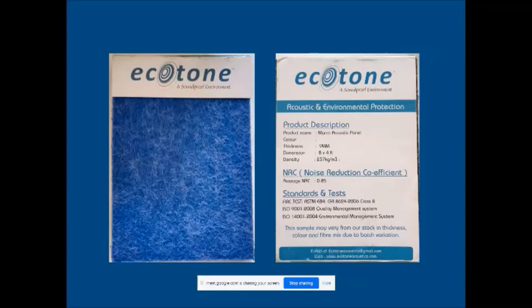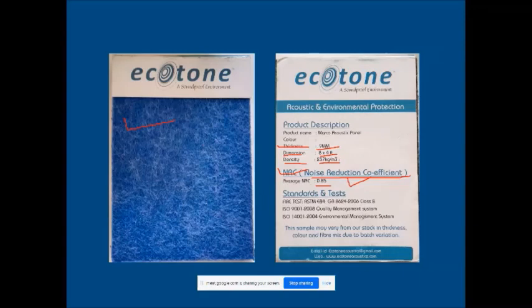So this is a kind of porous absorber. This is in blue color. We can have different colors also according to requirement. And if we see the product description, the thickness is 9 mm, the panel dimension is 8 feet by 4 feet, and the density is 230 or 240 kg per meter cube. And now we have NRC, noise reduction coefficient. This is 0.85. So that is quite good, but this is not giving clear information about whether this is good for lower frequency or a good absorber at higher frequency. This is not clear. So we need to know.